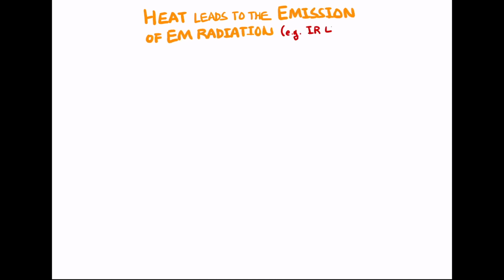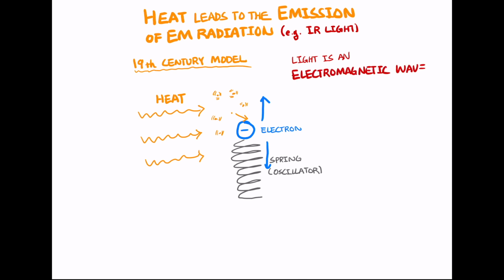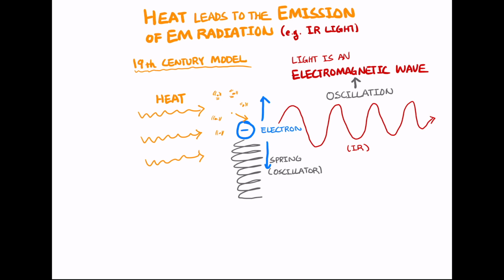Last time, we learned that heat leads to the emission of EM radiation such as infrared light. Here's a model of the atom that physicists used back in the 19th century to explain this phenomenon. Imagine an electron on top of a spring. Because heat leads to small particles vibrating, occasionally some of these particles would disturb the electron, thus leading it to move up and down on the spring. As we learned before, light is an electromagnetic wave, which can be produced by the oscillation of an electrically charged particle, in our case, the electron. To summarize, the electron gains thermal energy and dissipates it in the form of EM energy.